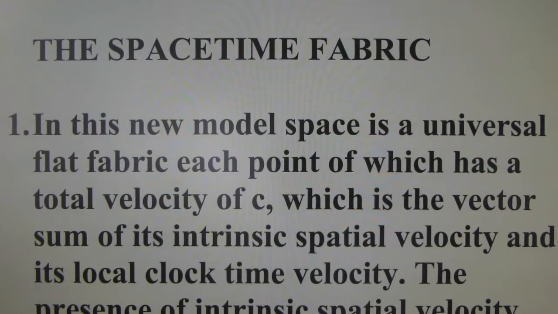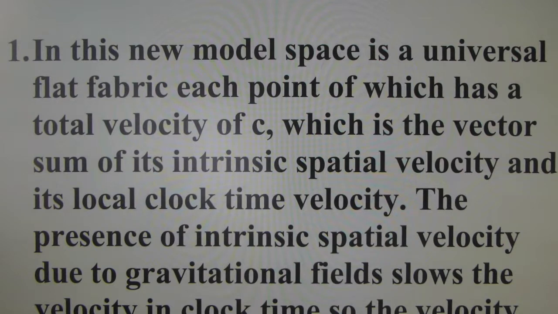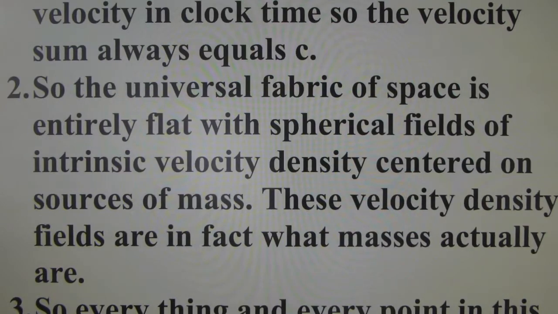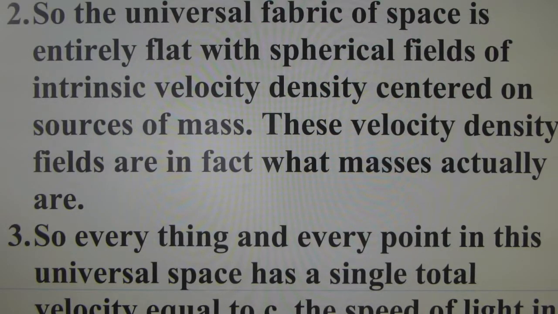The space-time fabric. In this new model, space is a universal flat fabric, each point of which has a total velocity of c, which is the vector sum of its intrinsic spatial velocity and its local clock time velocity. The presence of intrinsic spatial velocity due to gravitational fields slows the velocity in clock time, so the velocity sum always equals c. So the universal fabric of space is entirely flat, with spherical fields of intrinsic velocity density centered on sources of mass. These velocity density fields are in fact what masses actually are.